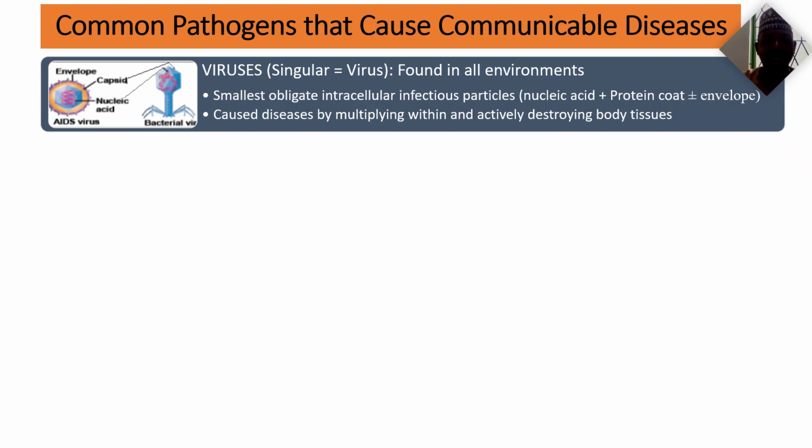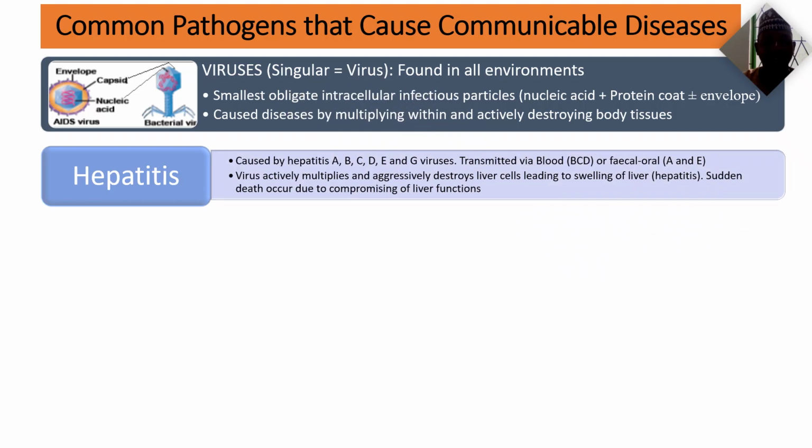Now, viruses do not produce toxins. They generally cause diseases by multiplying within and then actively destroying body tissues. Now let's look at some of the examples of viral diseases that are common in our environment. The first one is hepatitis. Hepatitis, just as the name implies, hepa means liver, itis means swelling or inflammation.